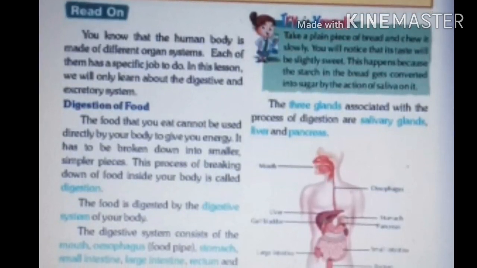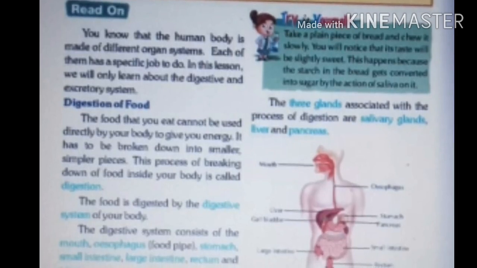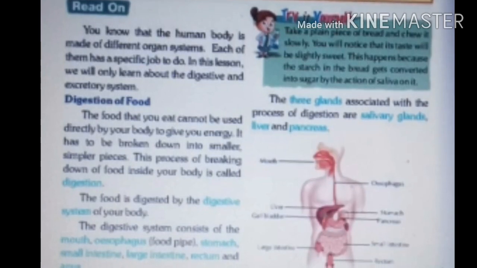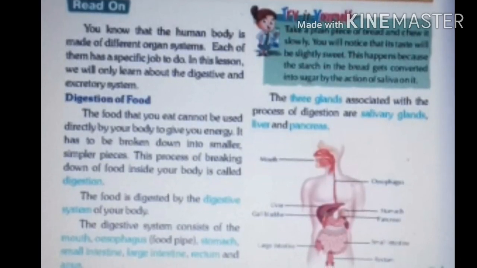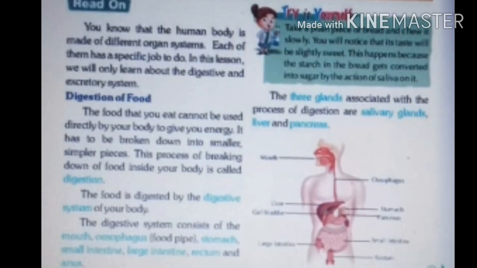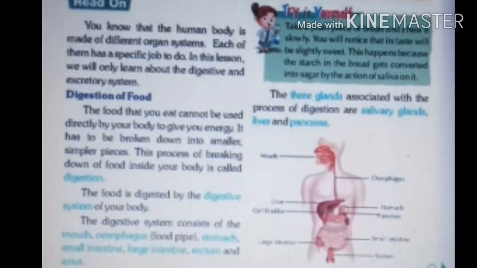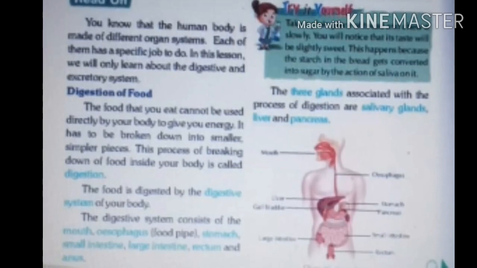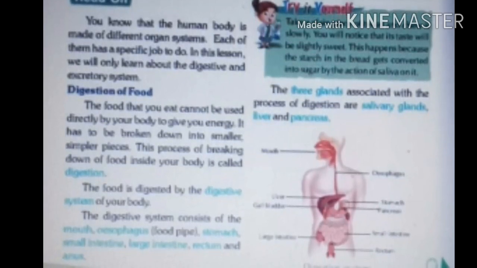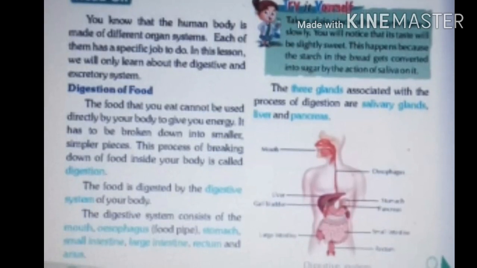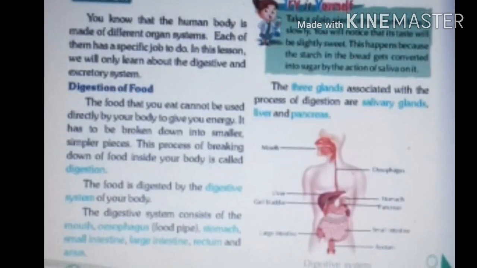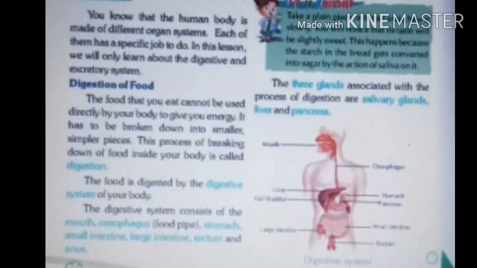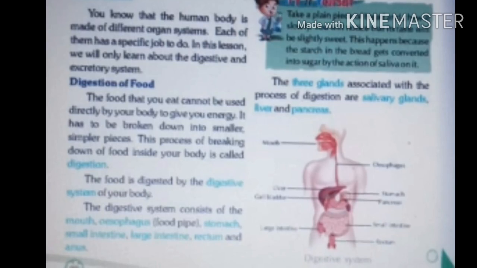And the digestive system consists of, first is mouth, esophagus, or you can say food pipe, stomach, small intestine, large intestine, rectum and anus. The three glands associated with the process of digestion are salivary glands, liver and pancreas. All these are the part of digestive system.